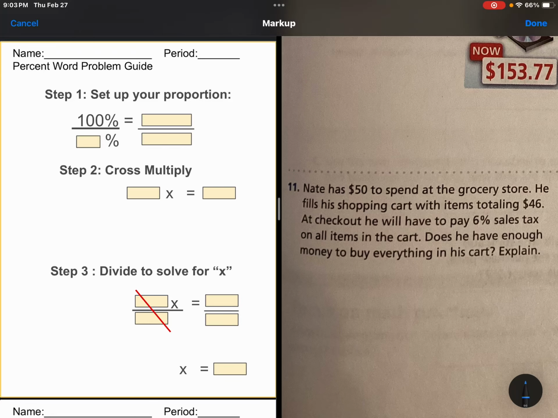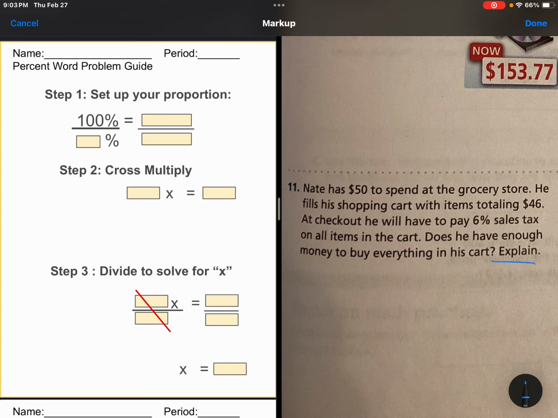Okay, so page 177, question number 11 asks, Nate has $50 to spend at a grocery store. He fills his shopping cart with items totaling $46. At checkout, he will have to pay 6% sales tax on all items in the cart. Question: does he have enough money to buy everything in his cart?